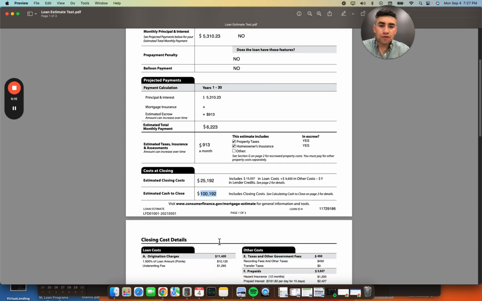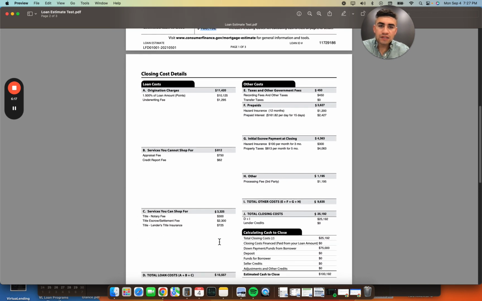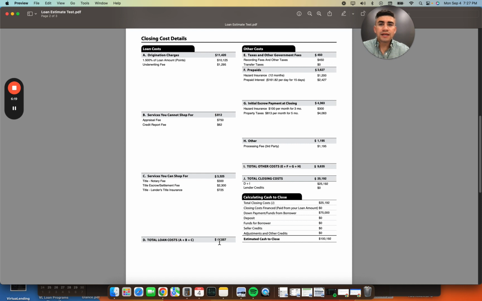Okay, so let's move on here, guys. So this is the second page of the loan estimate, and this is the meat and potatoes of your LE, okay, your loan estimate. This is what you want to pay attention to. So we'll start off, before we get into it, I like to look at the loan estimate and break it up into two different sides. Split it right down the middle, okay? You have your loan costs in the left-hand column, and you have other costs on the right-hand column.